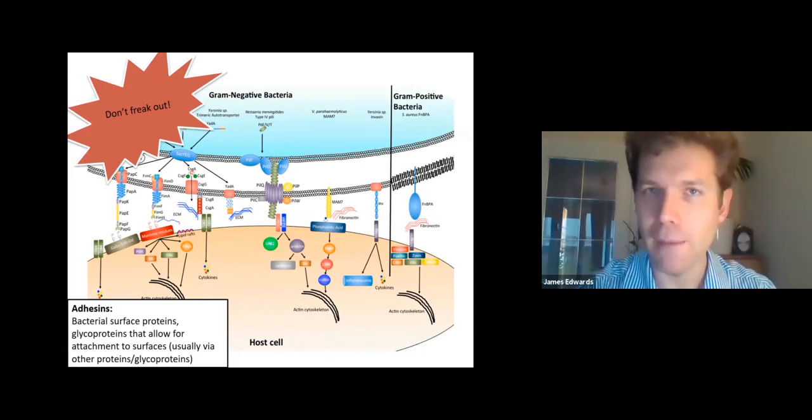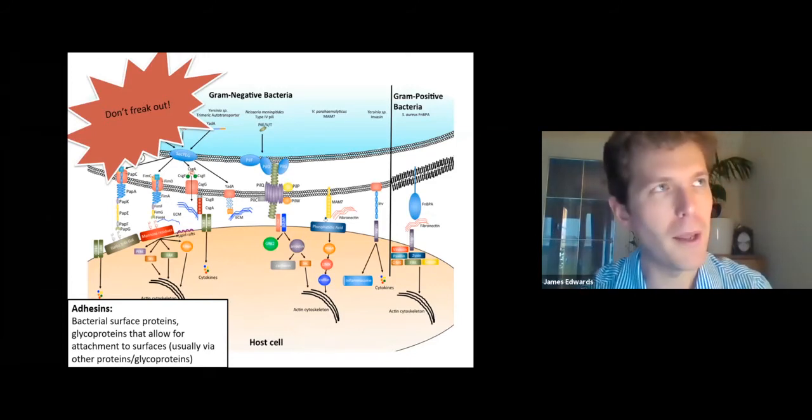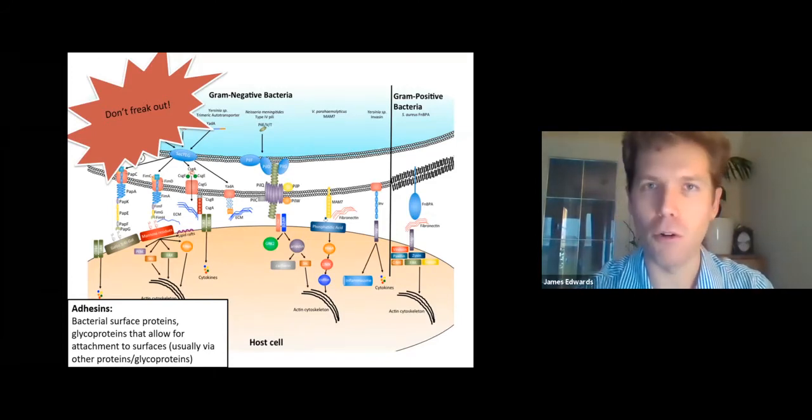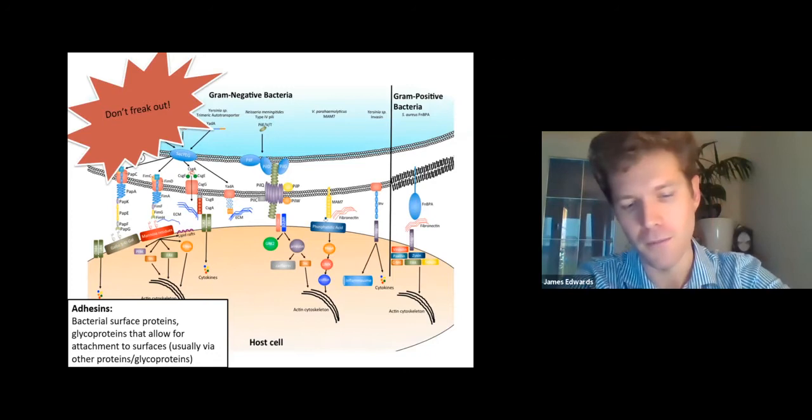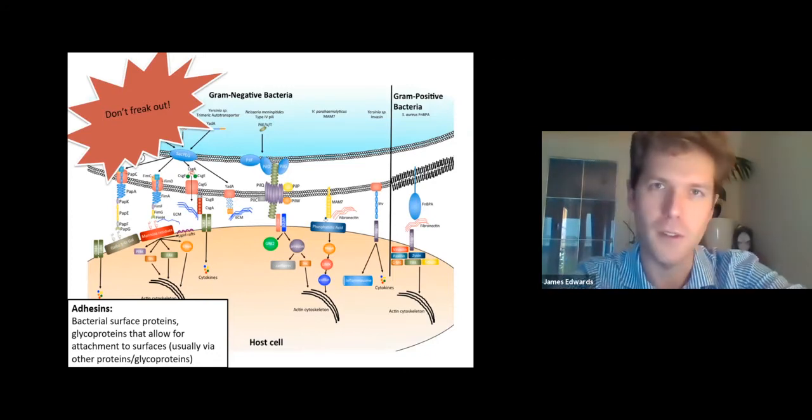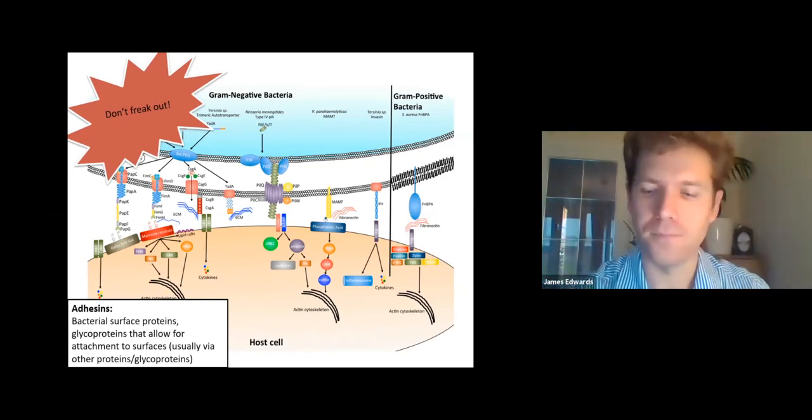There's not a lot to say beyond that, other than to think a little bit about it as, imagine Velcro in your mind. So you've got a surface of Velcro over the surface of the bacterial cell that allows it to attach to other host cell receptors.